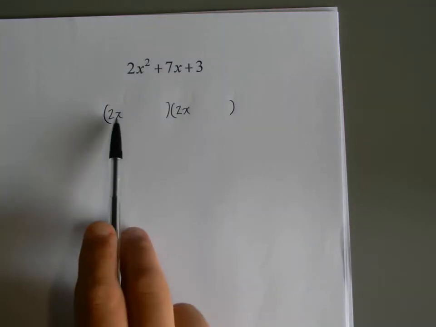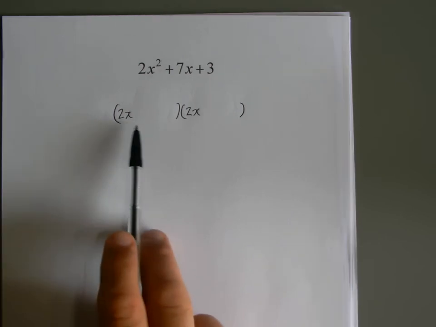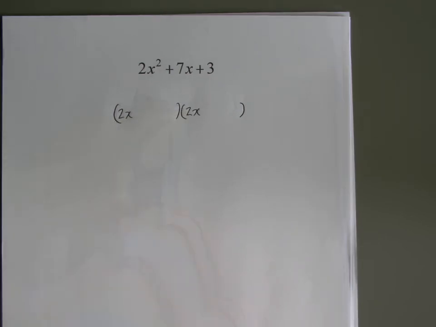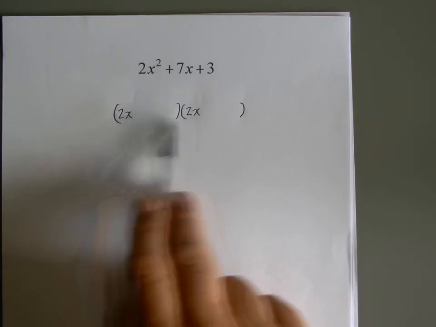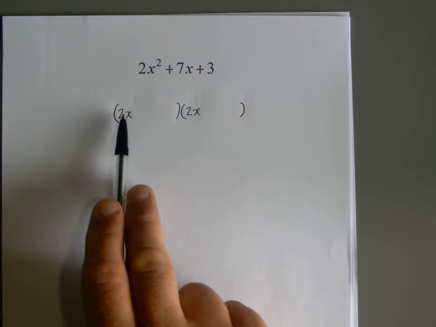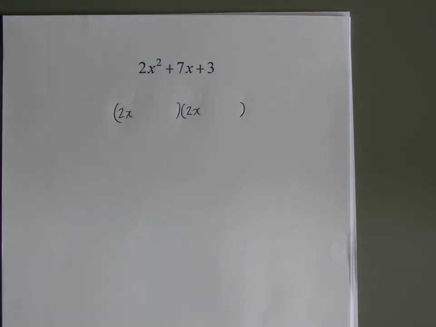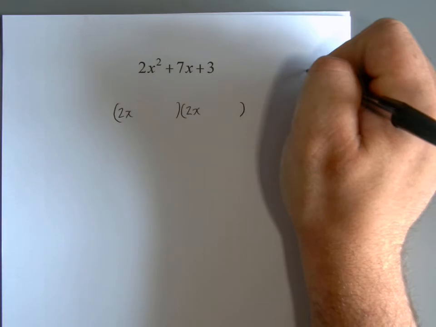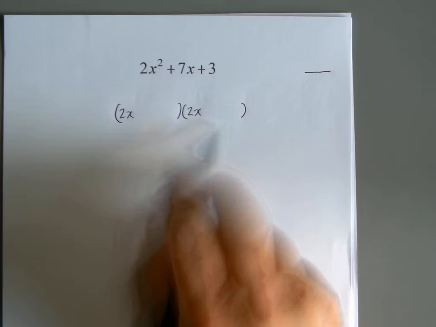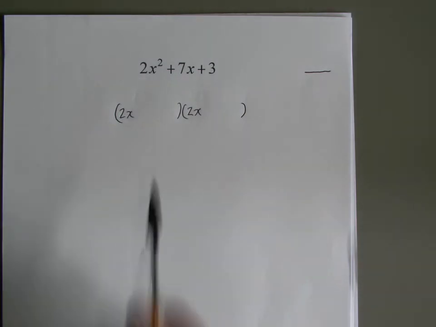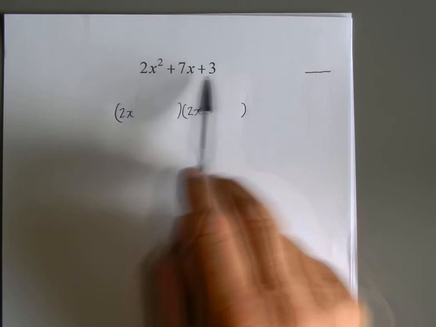Now, you might be looking at this and thinking, well, hang on a minute. If you multiply them out, you get 4x squared. You do, but I'll deal with that later. This is a magic method we can use, and it'll work out at the end. So just follow this approach. Because it's 2x squared there, just put 2x in both brackets for a minute.